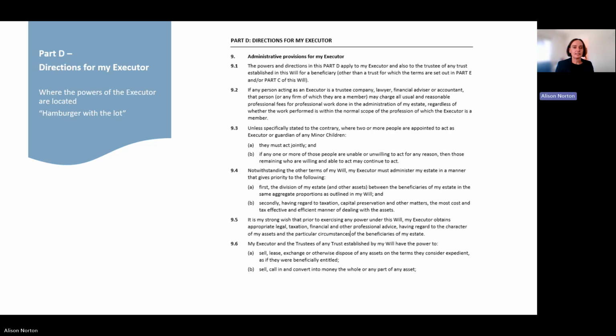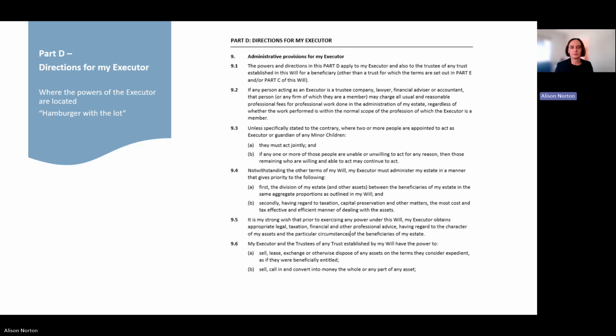Moving on, Part D, this is the directions for your executors. So this is all the powers of the executors, how they're allowed to exercise their power. We would say that this is like the hamburger with the lot. We include a lot of powers in here. Probably a lot of them will never be used, but it's much easier to have them and not need them rather than wish you could add something later. So by all means, have a read of that.